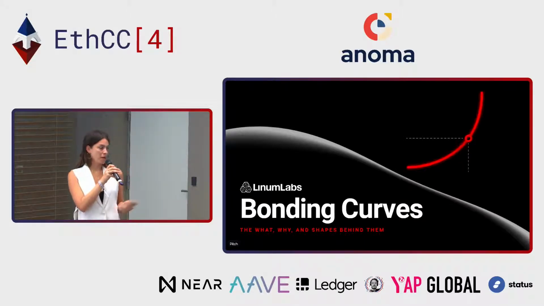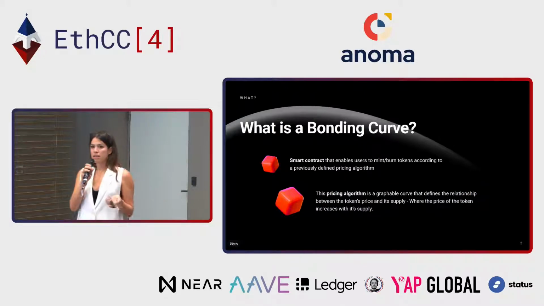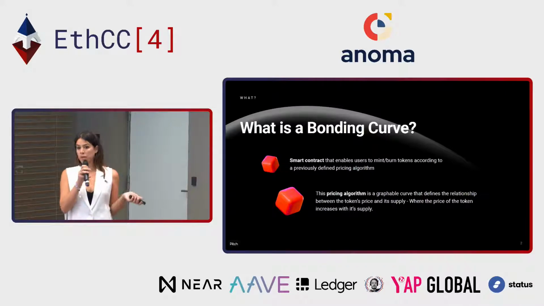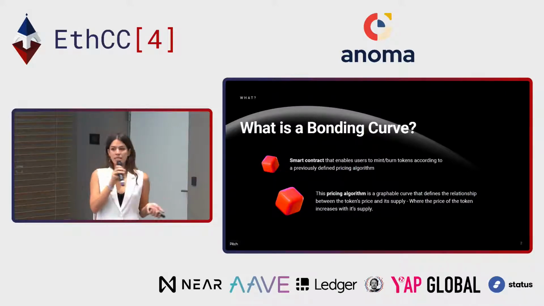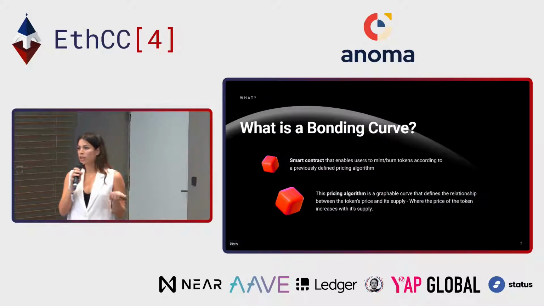Today, I will be talking about bonding curves, which is a type of smart contract that we've been developing quite a bit recently and have seen quite a bit of demand, so wanted to dive into them a little bit more today. So what is a bonding curve? A bonding curve is basically a smart contract that allows users to mint and burn along a predetermined algorithm. And the pricing algorithm is basically a graphable curve that defines the relationship between the token supply and the price, where the price of the token increases with the amount of tokens that have been minted.